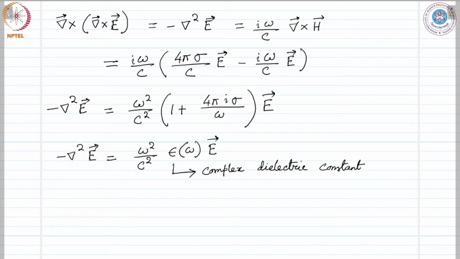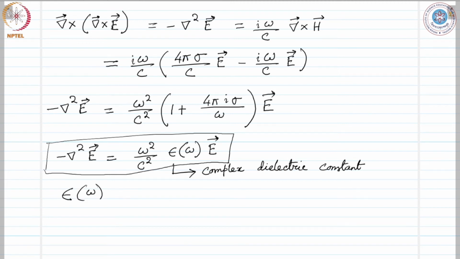So this equation is just like the equation of an electromagnetic wave in a dielectric material with this dielectric constant here. And what is the value of this dielectric constant now? The complex dielectric constant equals 1 plus 4 pi i sigma over omega. But this expression, whatever we have obtained, is not for a dielectric material, it is for a metal.